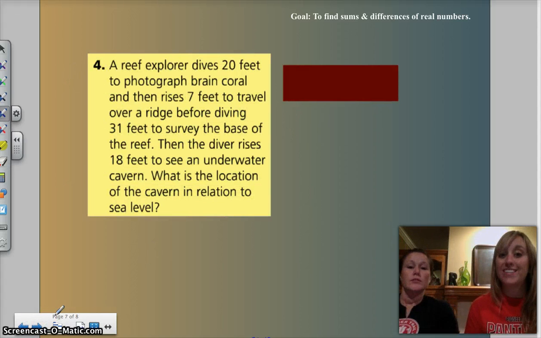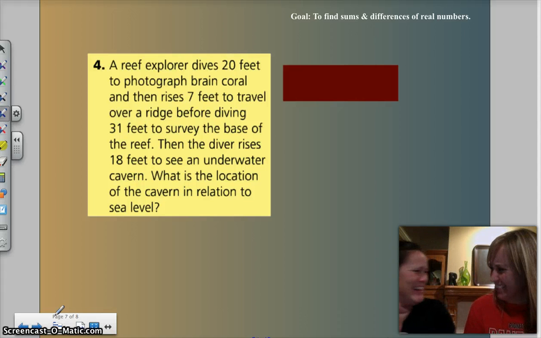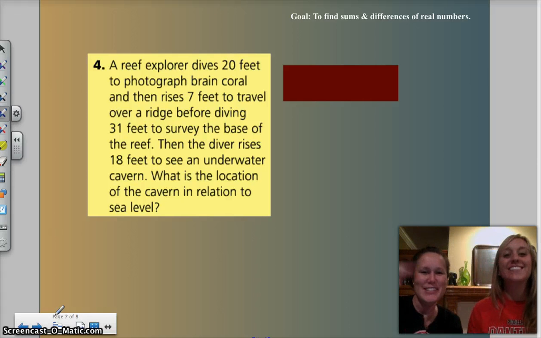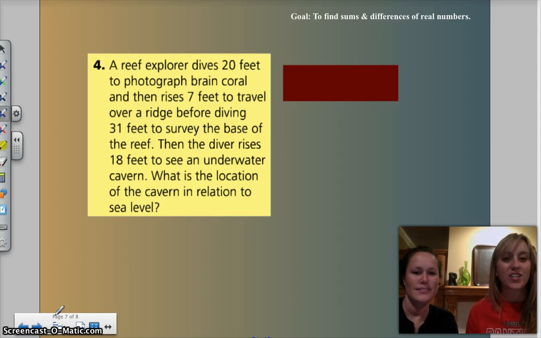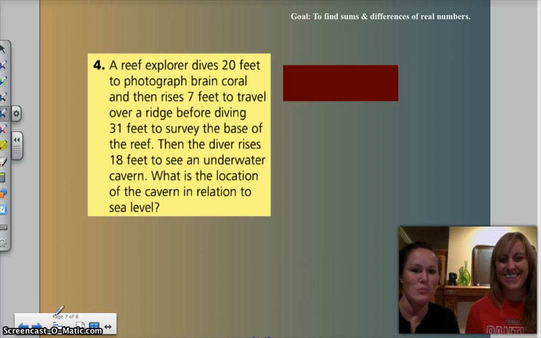A reef explorer dives 20 feet to photograph brain coral, and then rises 7 feet to travel over a ridge before diving 31 feet to survey the base of the reef. Then the diver rises 18 feet to see an underwater cavern. What is the location of the cavern in relation to sea level?